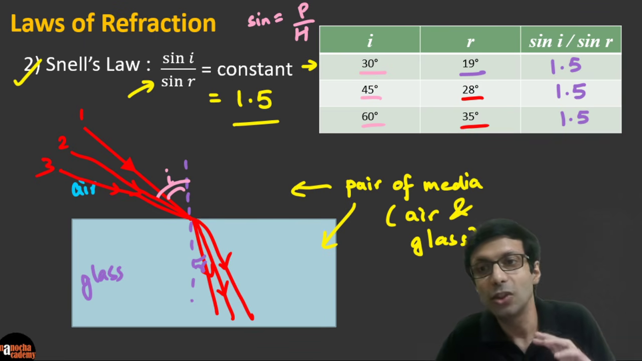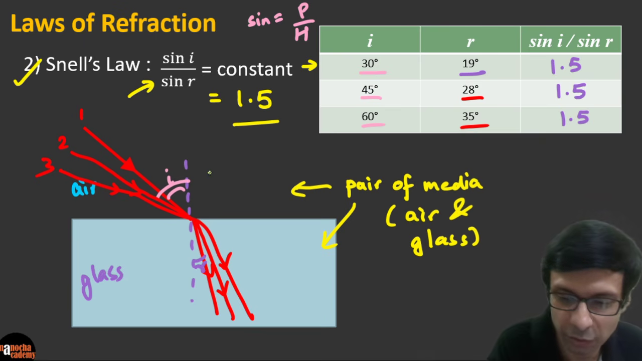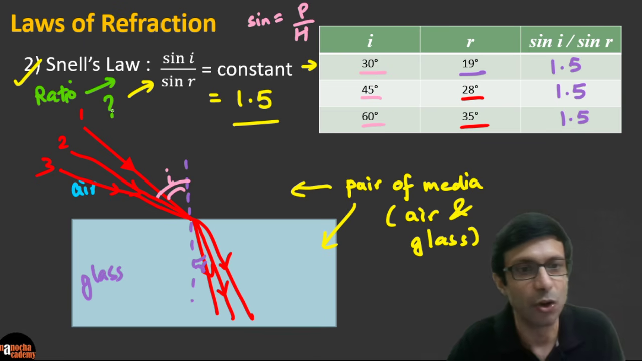And guys, do you know what this ratio is known as? So what is this ratio called? So what do you guys think? Do you guys know? So this ratio of sin I by sin R, what is it known as?